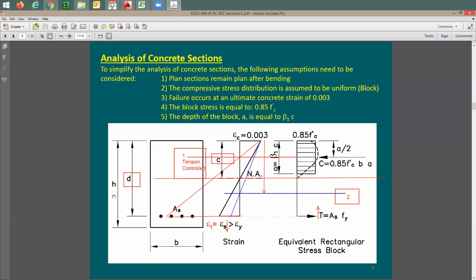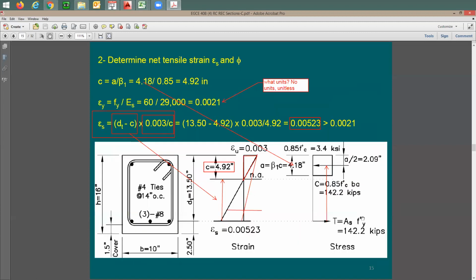Also, the location or relationship between D and H. As you know, in previous examples, we have used this to be 2.5 inches. So if I didn't give it to you, just take it as 2.5 inch.